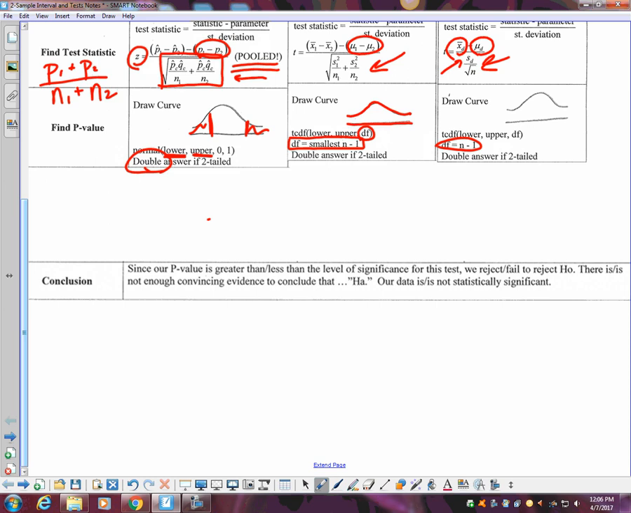And then your conclusion: since our p-value is greater than or less than the level of significance for this test, we either fail to reject or we reject H sub 0. There either is or is not enough convincing evidence to conclude that. And remember, this conclusion is always your alternate. So if you reject, then there is enough evidence to conclude that H sub A is true. If you fail to reject, then there is not enough convincing evidence to conclude H sub A is true. And then your data is or is not statistically significant based on whether it made you change your mind or not.